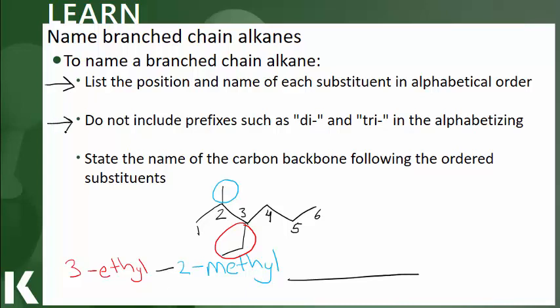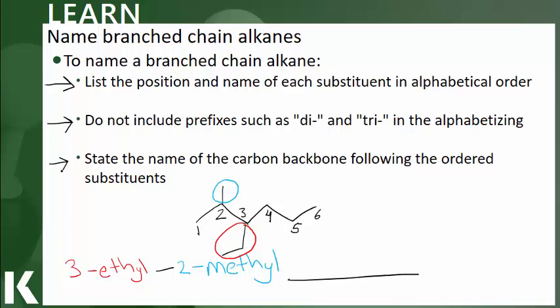Rule number 2, do not include prefixes such as di and tri when alphabetizing. Prefixes are utilized when you have identical substituents. Suppose we had 2 methyls on this molecule, then this molecule would be a dimethyl. But we alphabetize based off the substituent rather than the prefix, so the M in methyl and not the D in di. Rule number 3, state the name of the carbon backbone following the ordered substituents.